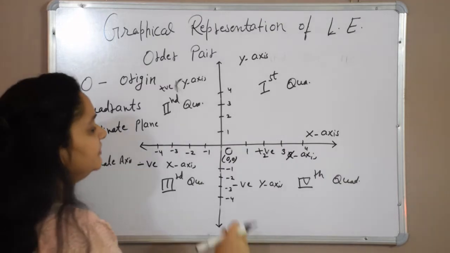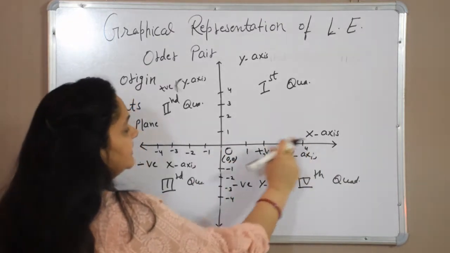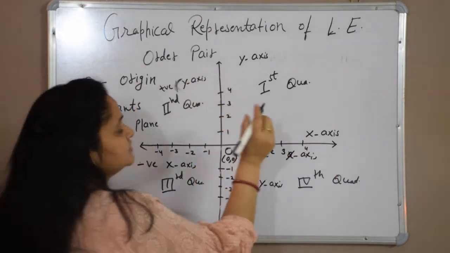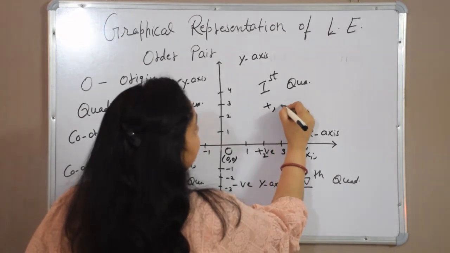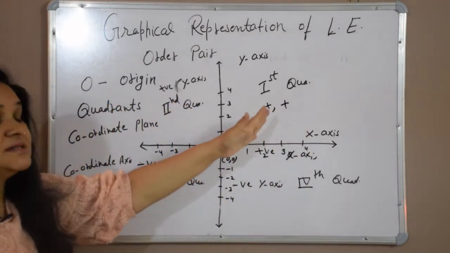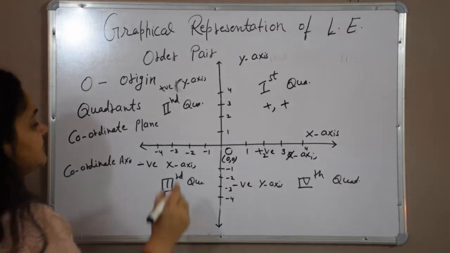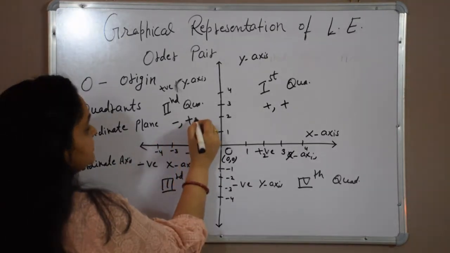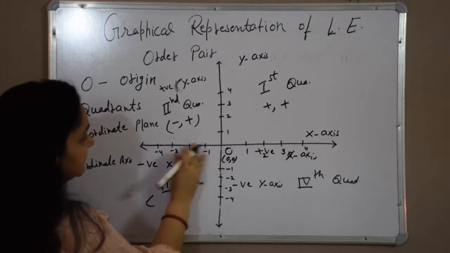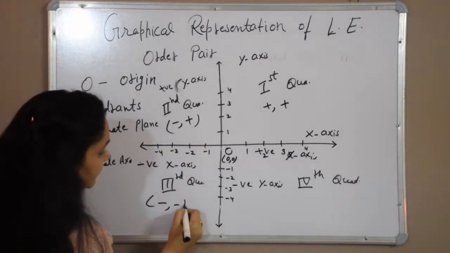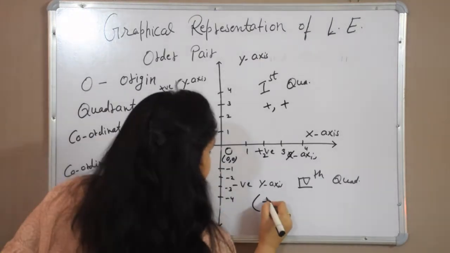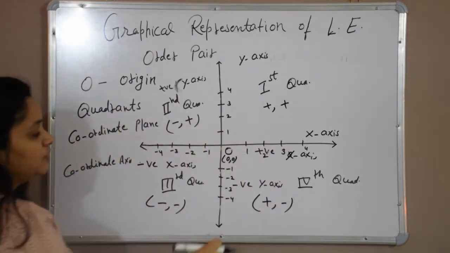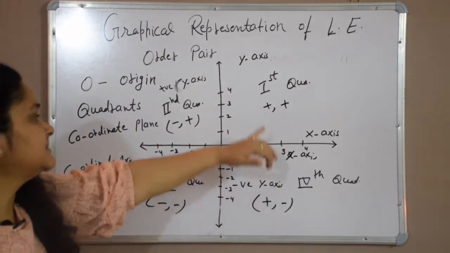Now see, here we are considering only positive. Here also we are considering positive. So this we'll consider plus plus. All the numbers plus plus, and here it is minus, plus: x-axis negative and y-axis positive. Here x-axis and y-axis both are negative, and here x-axis is positive and y-axis is negative. So we will consider numbers like this.